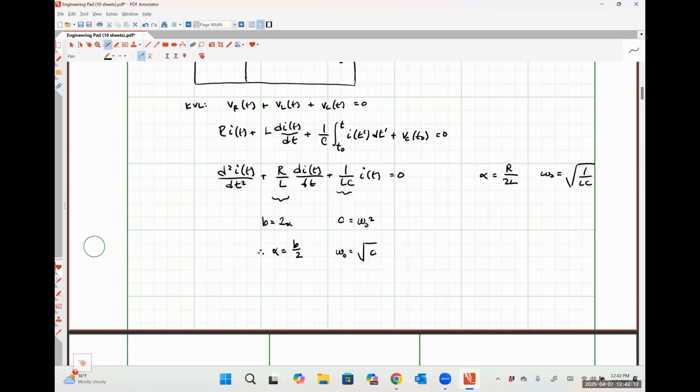When alpha is greater than omega naught, I have an overdamped system. When alpha is equal to omega naught, I have a critically damped system. When alpha is less than omega naught, I have an underdamped system, and so on and so forth. So this is the approach that we're going to take for our general RLC circuits that don't easily fit into the bucket of a parallel RLC circuit or a series RLC circuit.